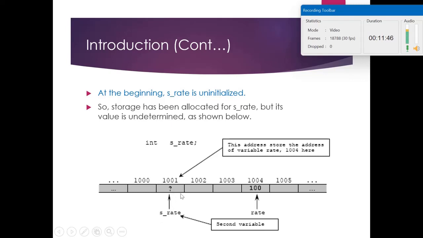S_rate variable, what are we going to store? We are going to store the memory address of this rate variable. That means 1004 should be there. If we want to keep the memory address of this rate variable, we have created another variable. Let's see.